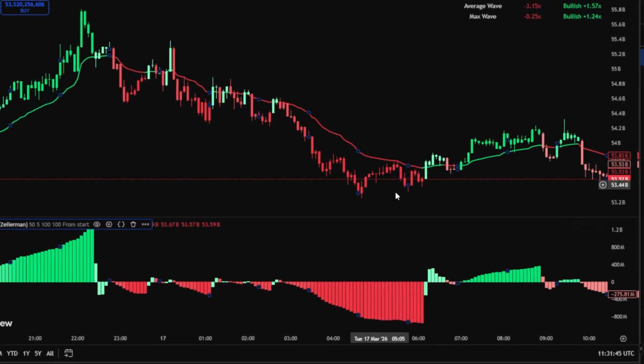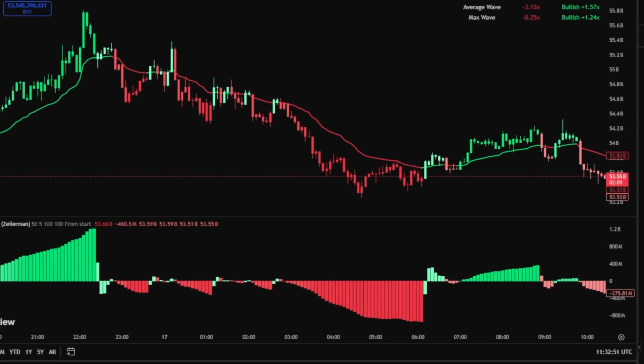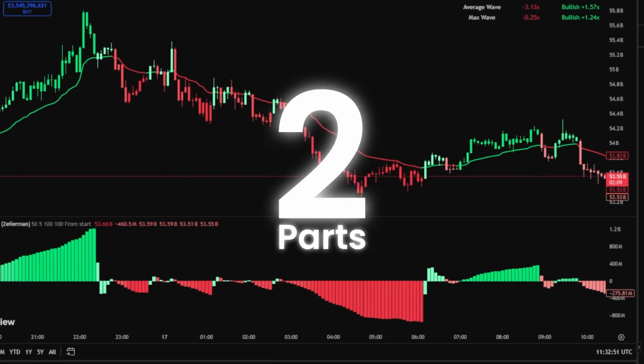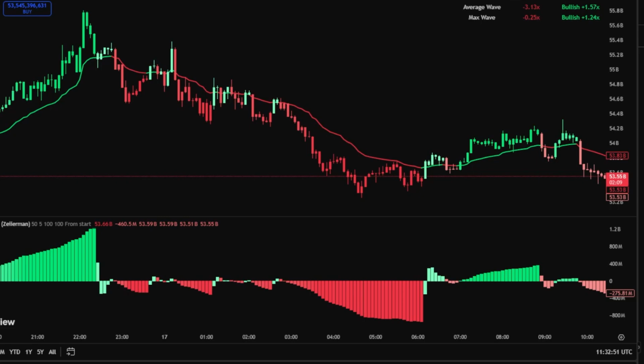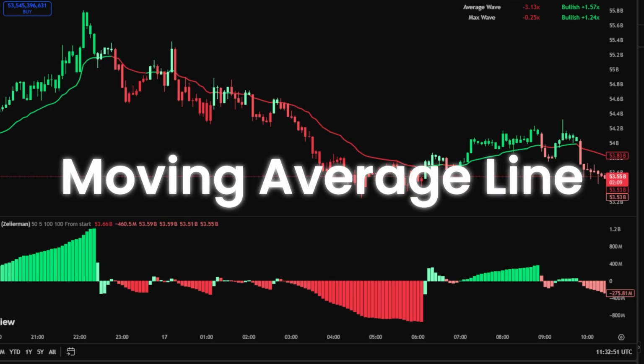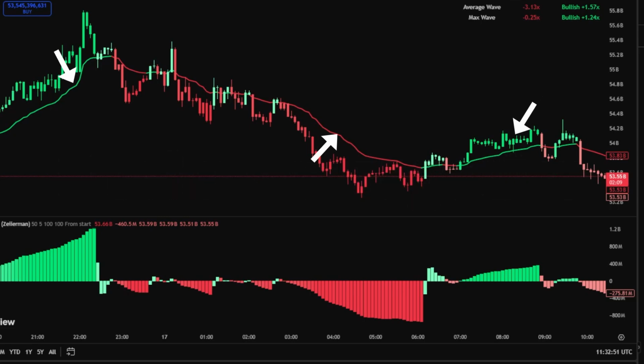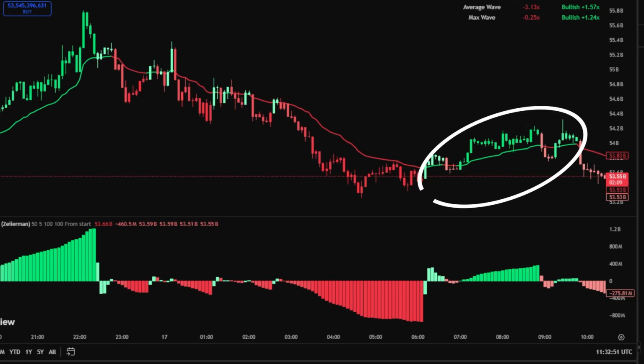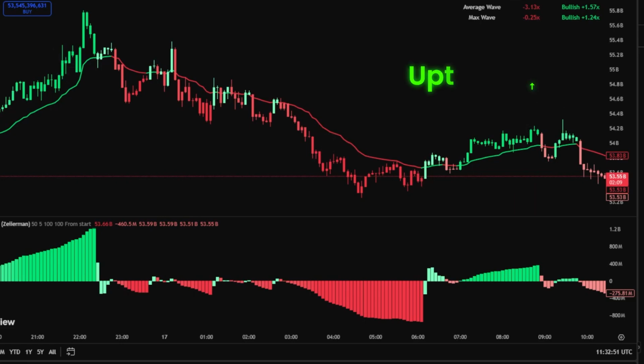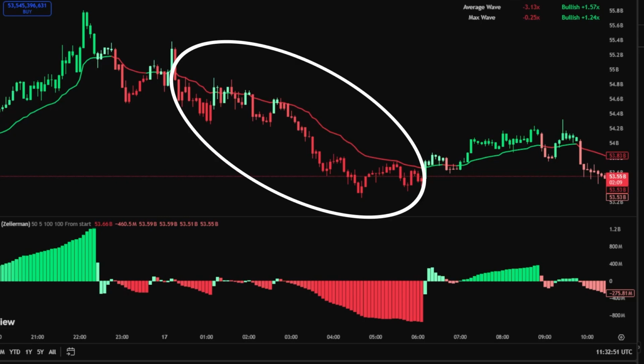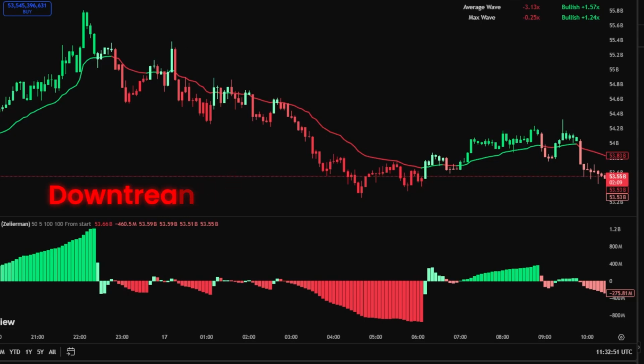Now let me explain what you are looking at, because this indicator has two parts and both of them matter. The first part is the moving average line that runs through the middle of your chart. This line tells you the trend direction. When the line is green and price is trading above it, the market is in an uptrend. When the line is red and price is below it, the market is in a downtrend. Before anything else, it tells you which side of the market you should be on.